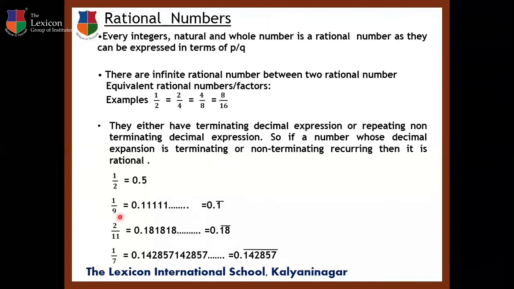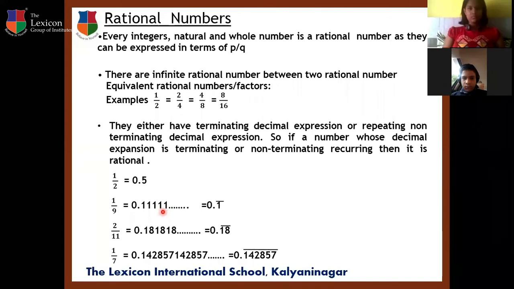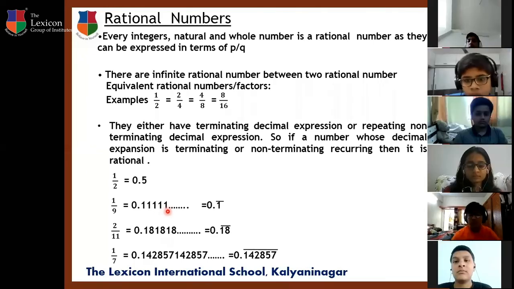What about here? 1 upon 9. It is repeating. It will not stop here, and it is not terminating here. It is repeating. So this is known as non-terminating. It has not stopped here. It's not coming as 0. So this is known as non-terminating. Is it clear? Yes.